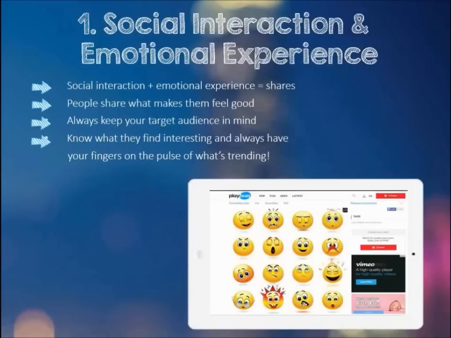And if your content can create a positive emotional experience among your audience, say it makes them feel nostalgic or surprised or happy, we find that people are more likely to share this content that makes them feel good. So as you create these items, think about how your audience is going to interact with your items socially and what kind of emotional experience you really want to evoke. So that's always a good place to begin.